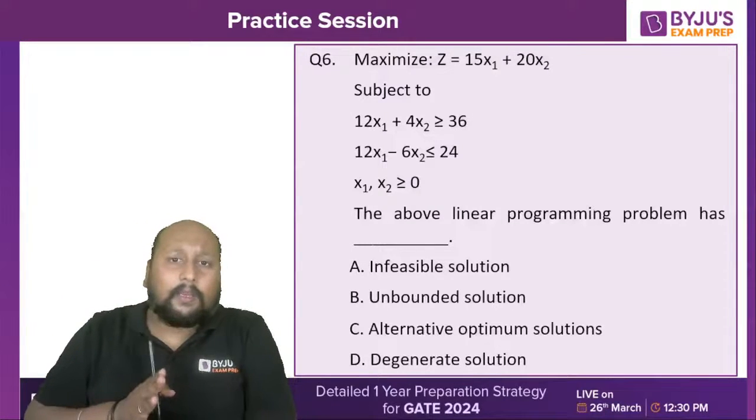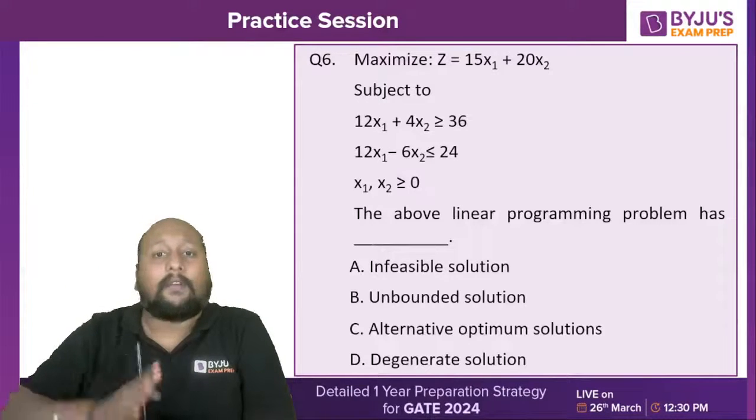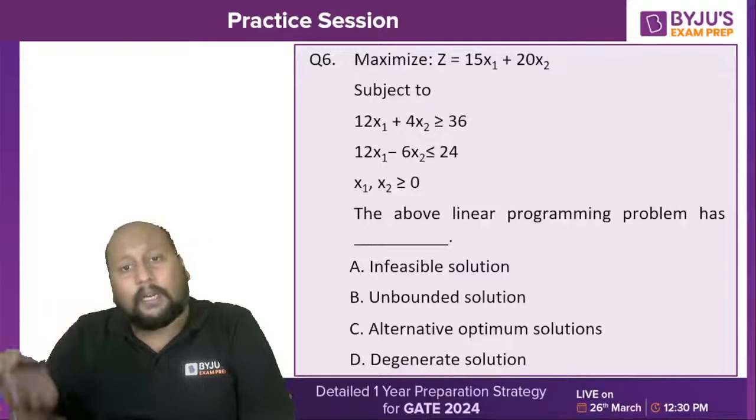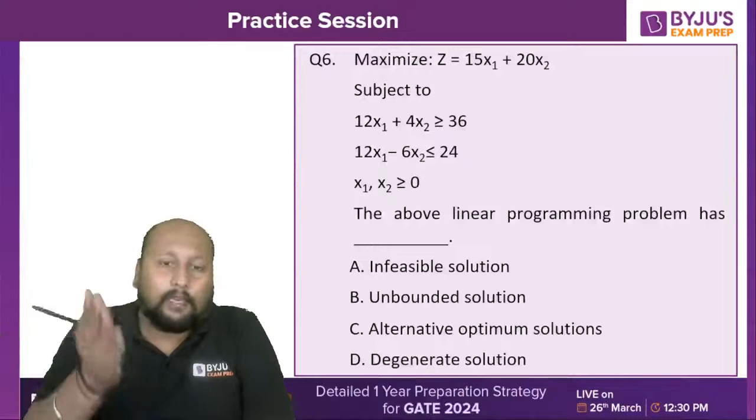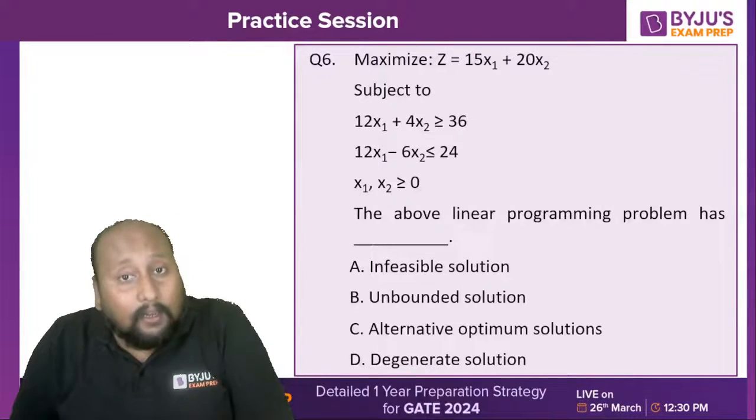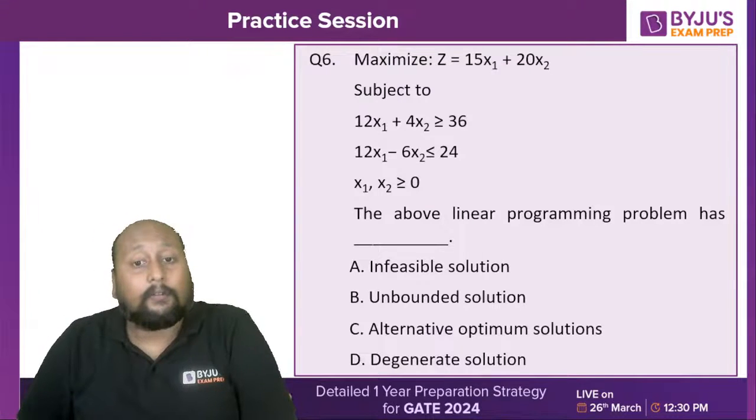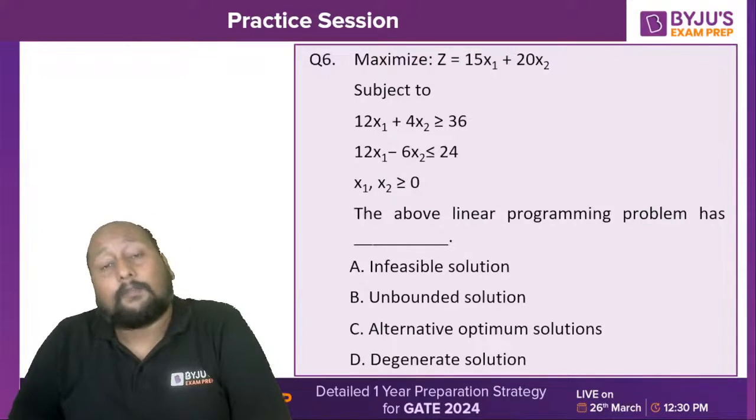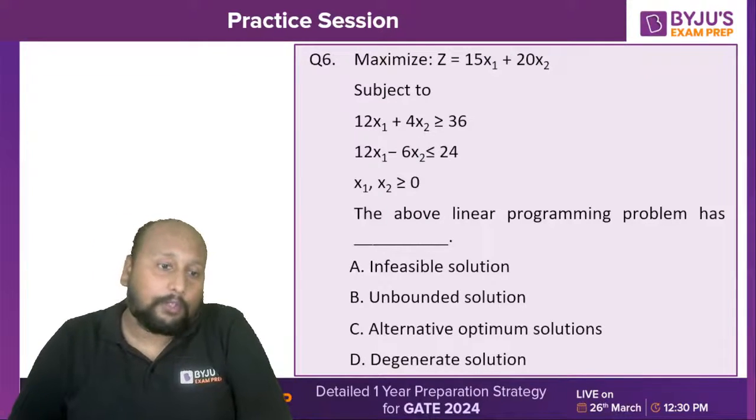So what you can do is try to plot the graph and identify the feasible region. Are we getting a feasible region? If not, the answer is infeasible. If you're getting a feasible region which is not bounded, then your answer will be unbounded. If you're getting a feasible region with multiple optimal solution points, that will be option C. And degenerate means one of the variables will have a zero value in the optimum solution, right?